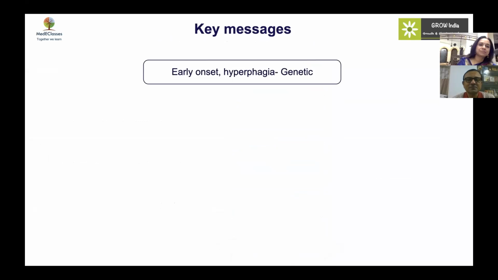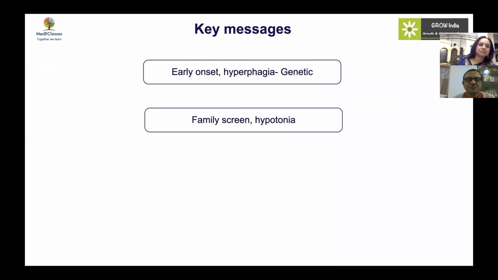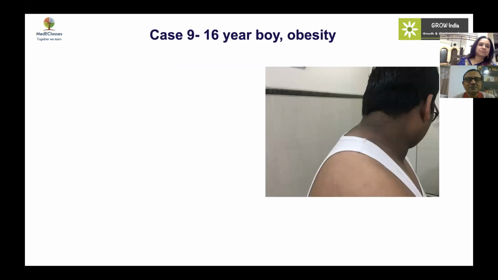So the key message from this case is that if you have an early-onset hyperphagia, think of genetic causes. Family screening and hypotonia become important in that clinical perspective, and we have to think of workup.